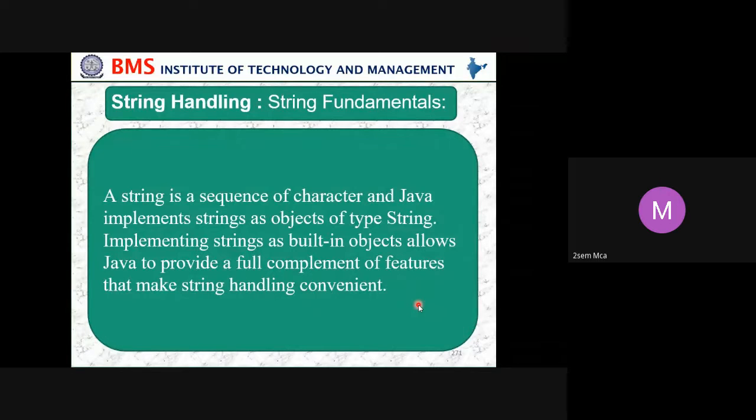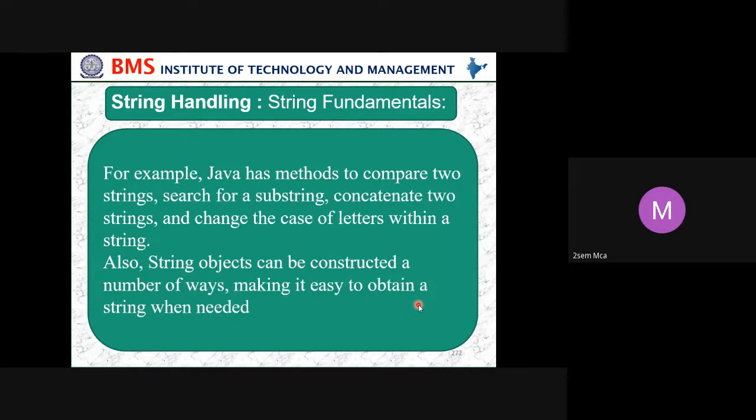Implementing strings as built-in objects allows Java to provide a full set of features that make string handling convenient. For example, Java has methods to compare two strings, search for a string, concatenate two strings, and change the case of letters within a string. So we'll see all these one by one. Also, string objects can be constructed in a number of ways, which makes it easy to obtain a string when needed.